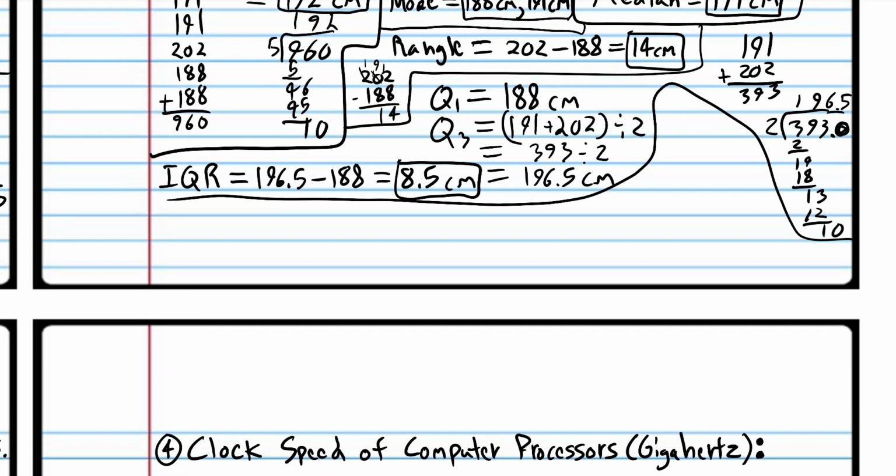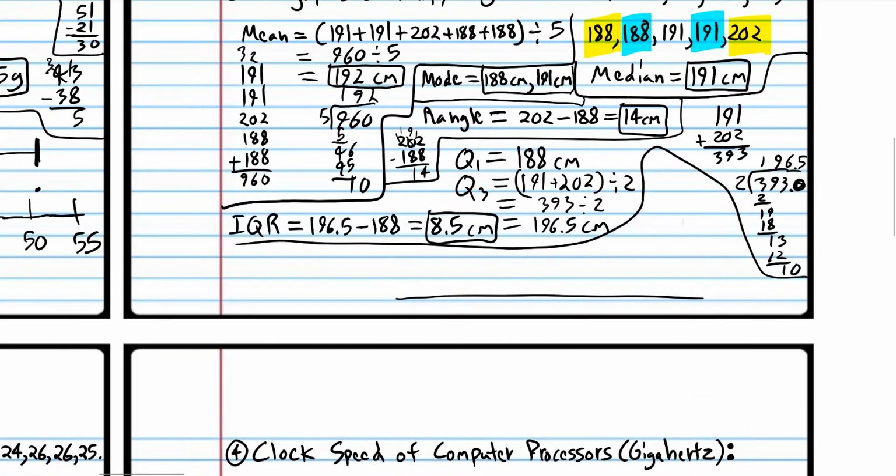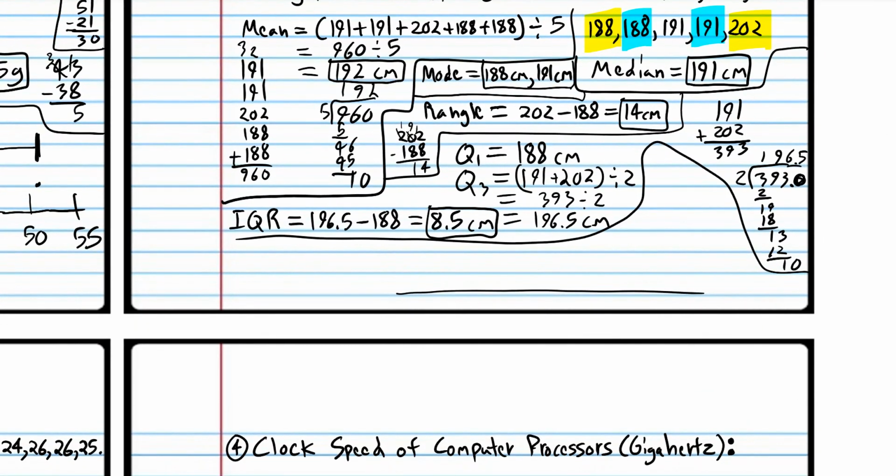All right, we're back. So let's make our graph here. Our smallest number is 188. So let's see here. I think I'm going to start with 185. And then we have 190, 195, and 200, and then 205. So I'm going up by 5 each time, and I think that should be a good scale.